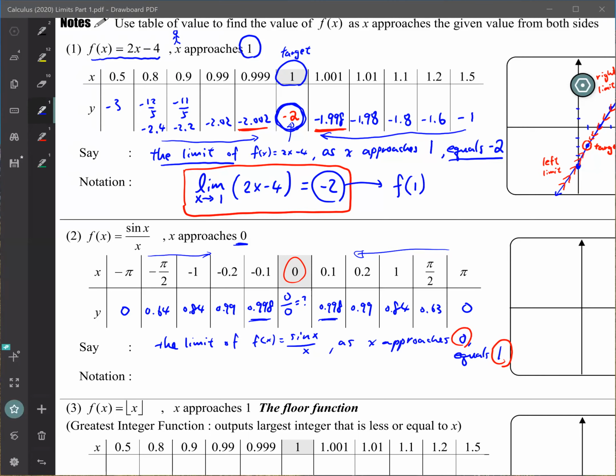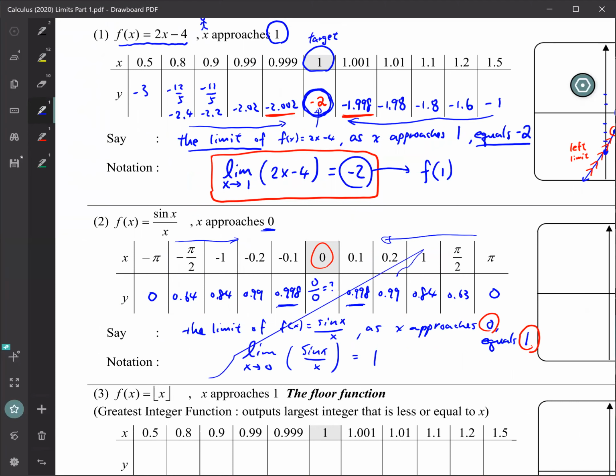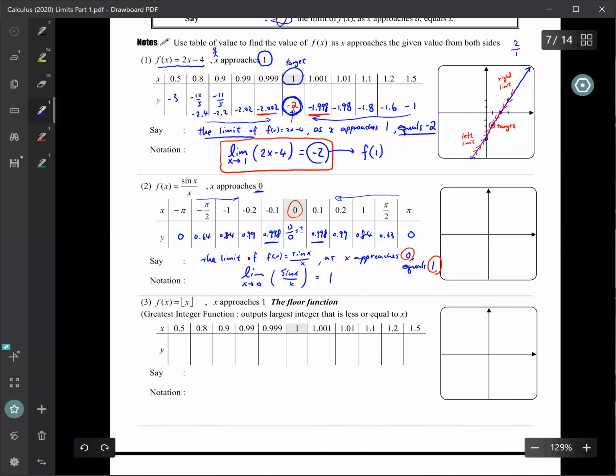You have lim with x approaching 0 underneath it, very good, and then bracket sine x over x close bracket equals 1. Very good. Okay, so that's correct. Sorry, I forgot to raise my hand. That's all right. All right, so let's continue.